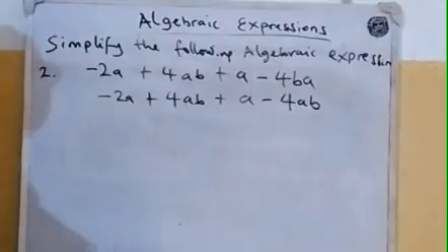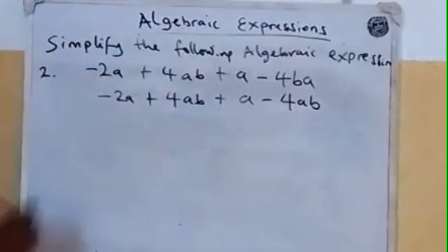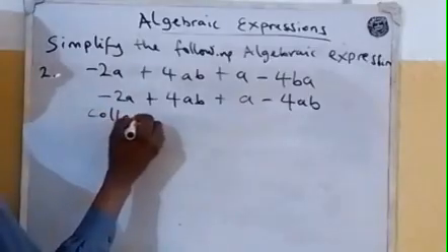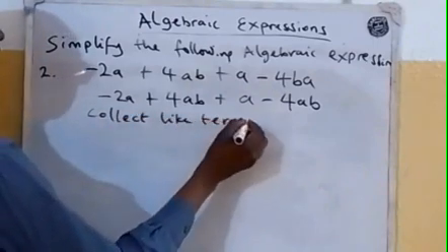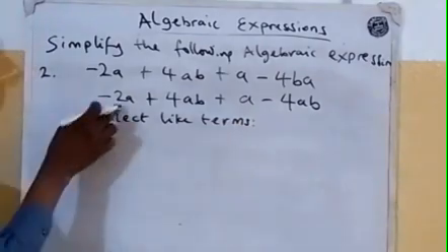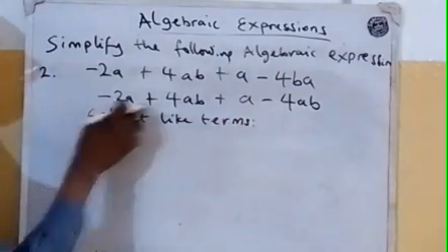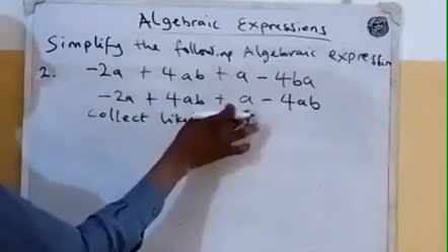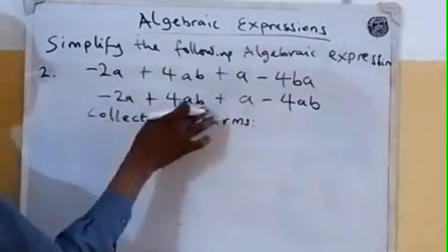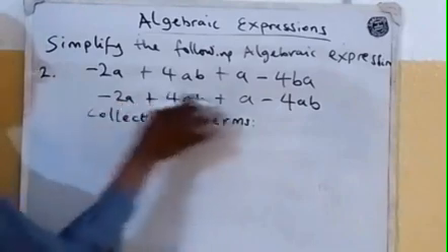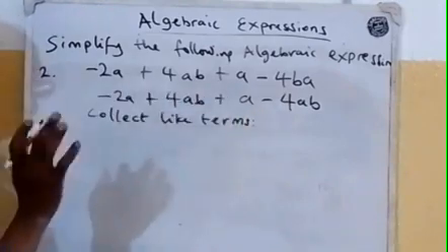The next thing you need to do is to collect like terms. Let me write it here. That's what I'm doing. Collect like terms. What are like terms again? Like terms are terms that have the same variable. So 2a has the same variable as a. There's an a here, there's an a here. So I collect it with the signs, please.